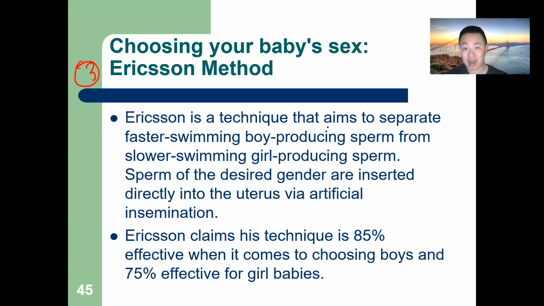Now, normally I would ask this question in my class, and for those of you taking notes, I require you to answer all of my questions, this is one of them, among many others I probably haven't even asked you or don't even point out. Why is it that boy-producing sperm swims faster than girl-producing sperm?